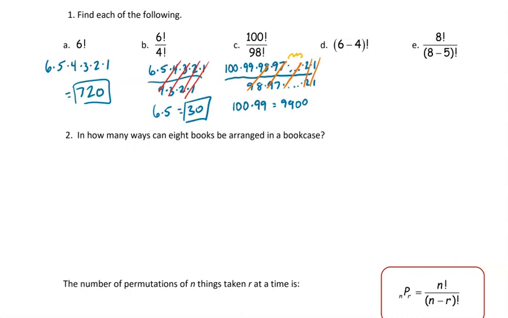So let's go ahead and try the next one. So just like order of operations, we are just going to do the parentheses first, and then this becomes a very easy problem. So 6 minus 4 is 2. 2 factorial is just 2 times 1, which is just 2.